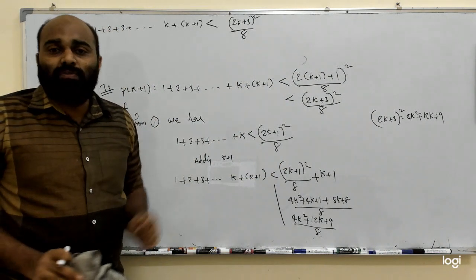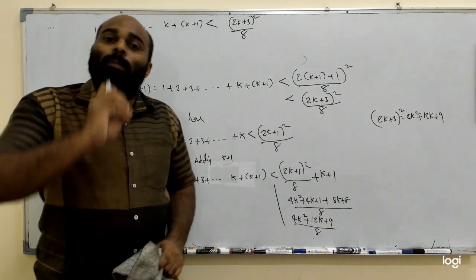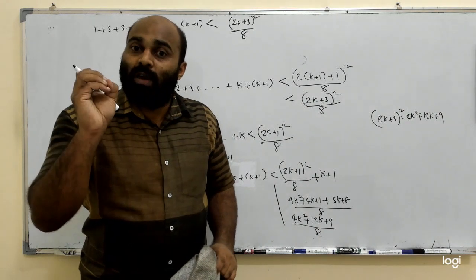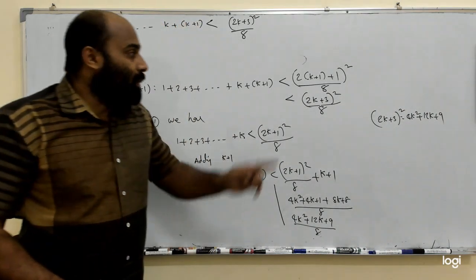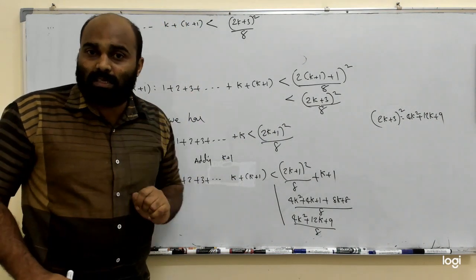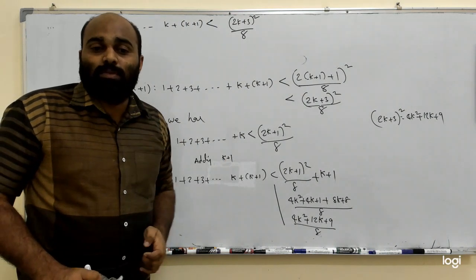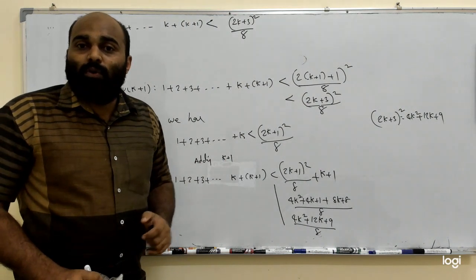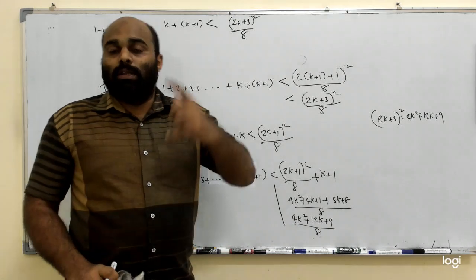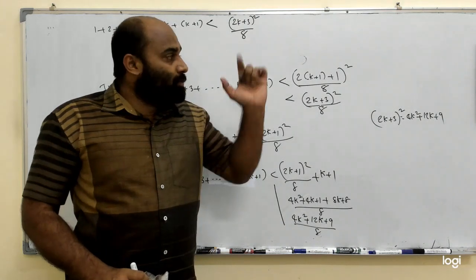Now the conclusion will be, what is that? Thus, P of k plus 1 is true whenever P of k is true. Why? Because we used the P of k result, because that's our assumption. Therefore, by PMI, P of n is true for all natural numbers n. This already you know. So this proof is over.